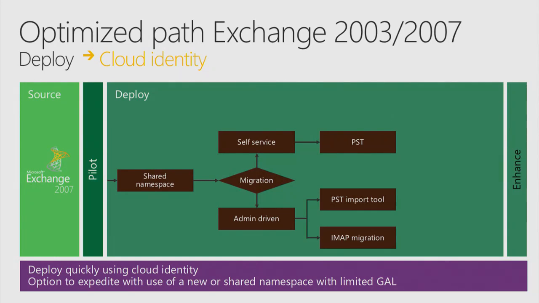Shared namespace into migration. You still have the option of self-service PSTs, but admin-driven becomes PST or IMAP migration right after you've done the shared namespace. You still need zero on-premise architecture to do any of this deployment. So you literally are drawing that mail up. You're on-prem. You can move the mail and then start to decommission mailboxes once you've done that.